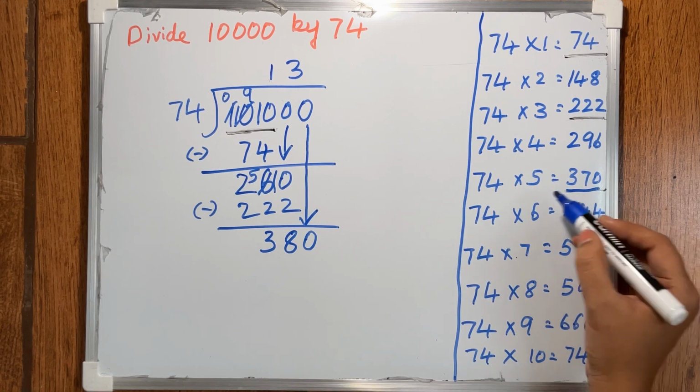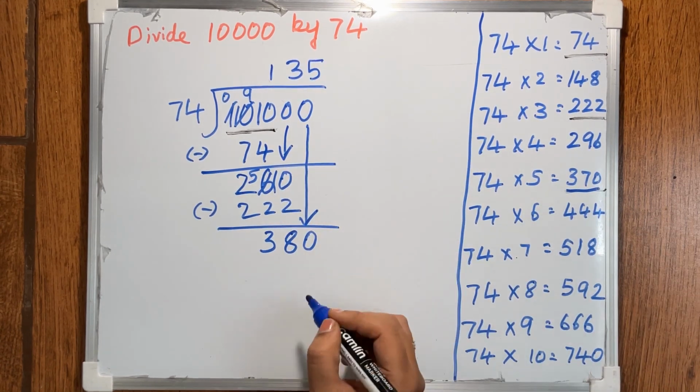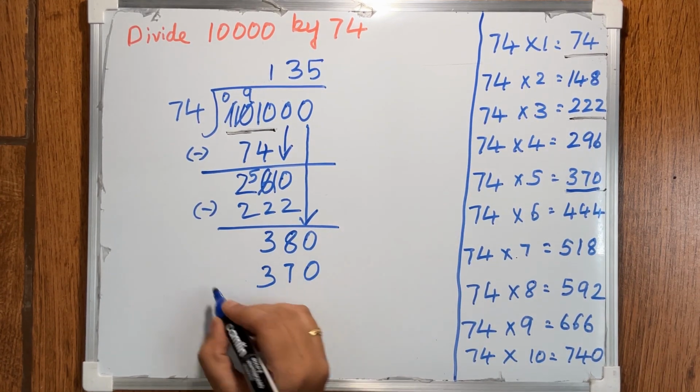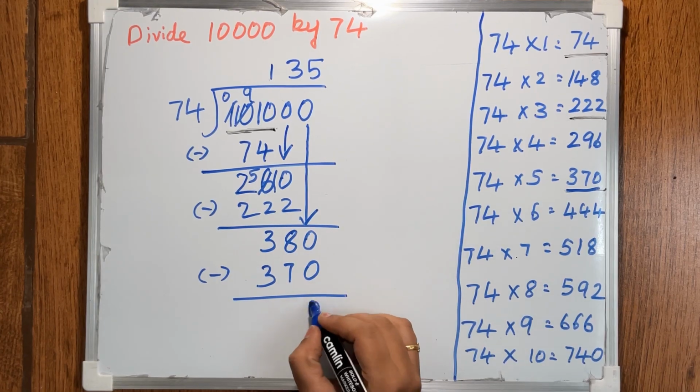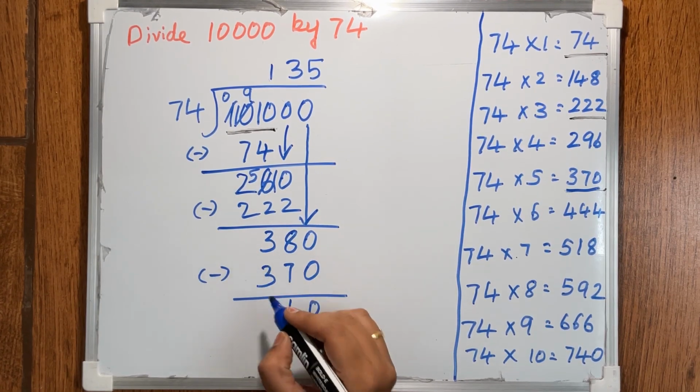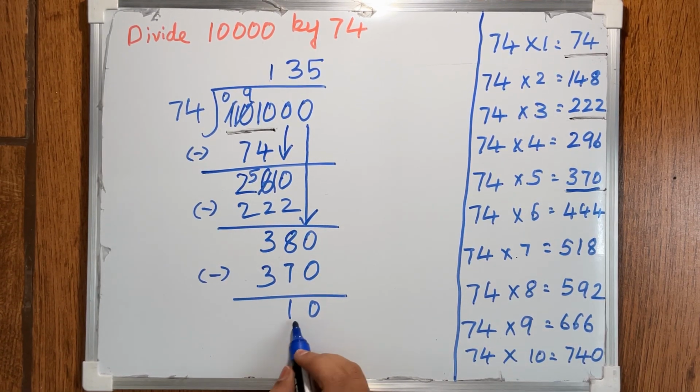How much is 370? 74 5 za 370. Let's subtract. 0. 8 minus 7 is 1. 3 minus 3 is 0. So no need to write 0 before any number because it doesn't have any value.